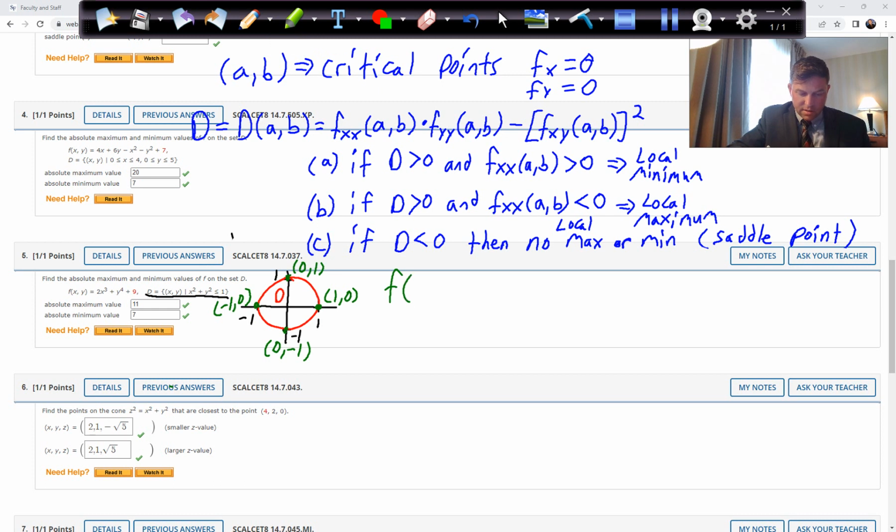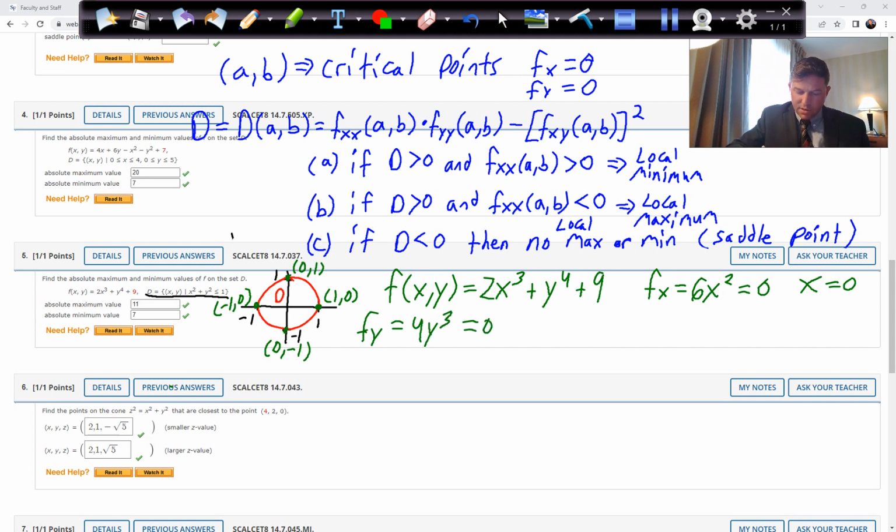The function f(x, y) is equal to 2x cubed plus y to the fourth plus 9, which gives us fx equaling 6x squared. And notice if I set that equal to 0, I get x equal to 0. Then we find fy, which would just be 4y cubed. And again, if I set that to 0, I get y equals 0. So there could be a contender right here at (0, 0), a critical point.